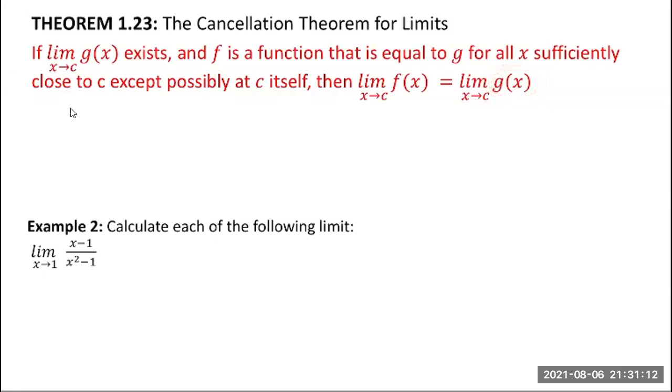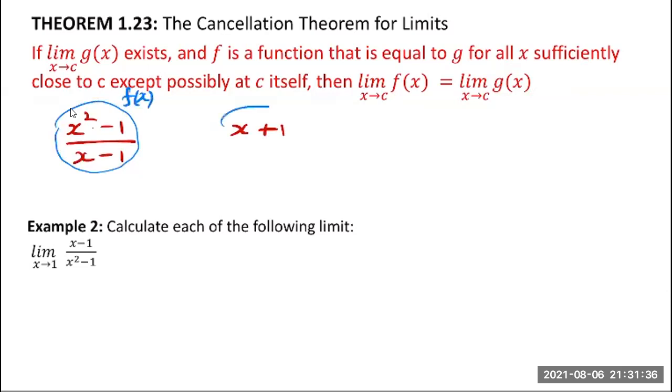Okay, let's look at an example. I'm giving you this example. Let's say (x squared minus 1) divided by (x minus 1) is your f of x, and x plus 1 is your g of x. What do you think? Would these two functions be equal except at x equals 1? Of course, these two functions are equal except at x equals 1.